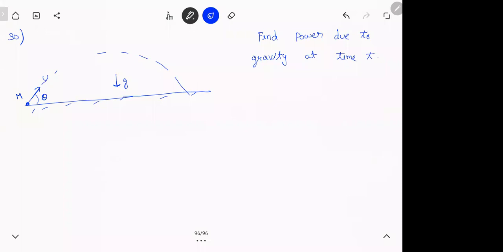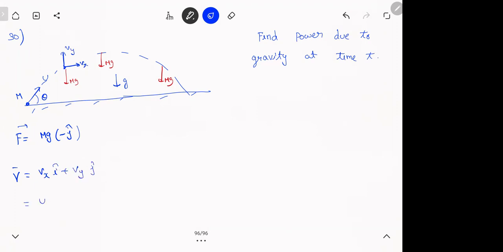See, first thing, when it is flying, what are the forces acting? Mg. No matter how you are going, the force is always mg downward. So what is the force? Minus mg j cap. Agreed? There's only one force acting. What is the velocity? Remember, velocity at any instant, you have vx, vy. And now you need to remember this thing. If you don't know these things, then you're gone.